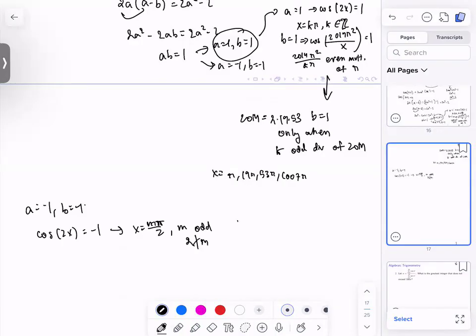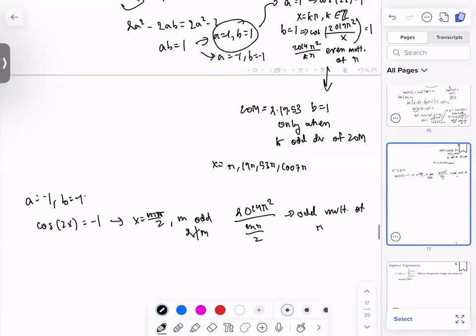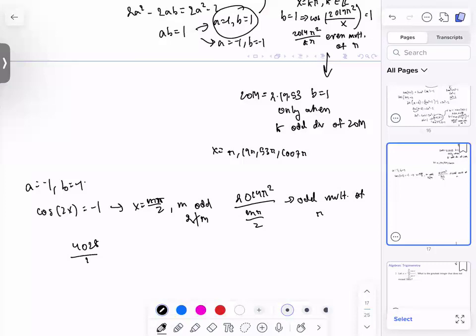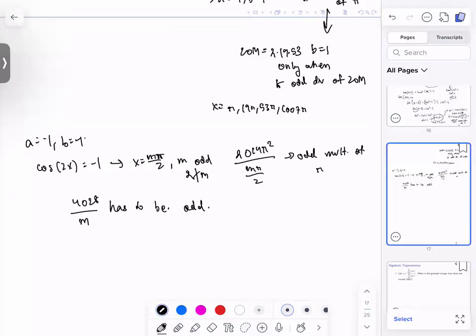And then 2014 pi squared over m pi over 2, because b is equal to -1 as well, has to be an odd multiple of pi. And so that means that 4028 over m has to be odd. Dividing an even number by an odd number is never going to yield an odd number. So there are no possible values for m, and basically no cases when a is equal to -1 and b is equal to -1.